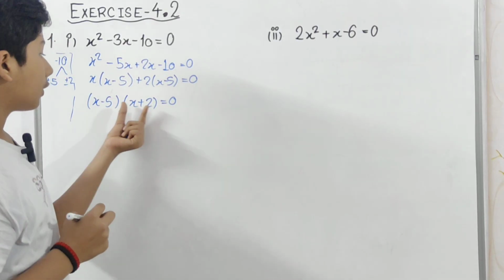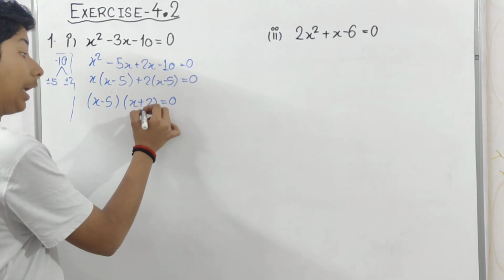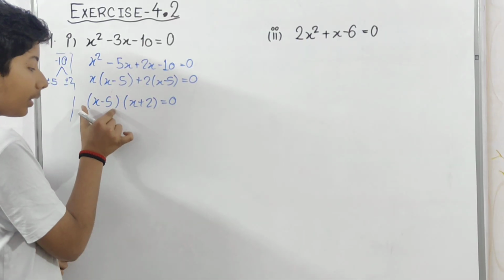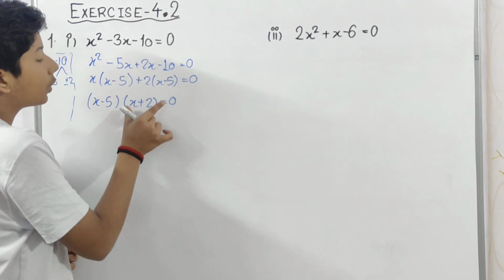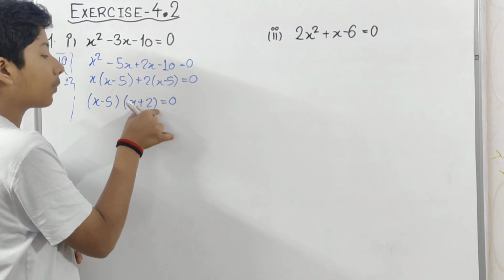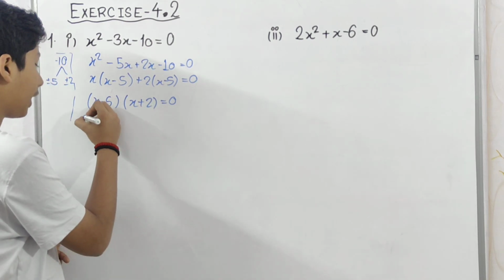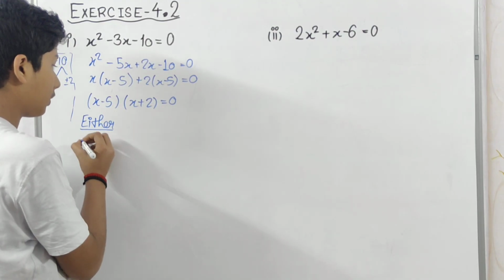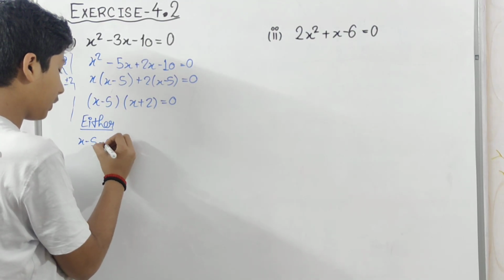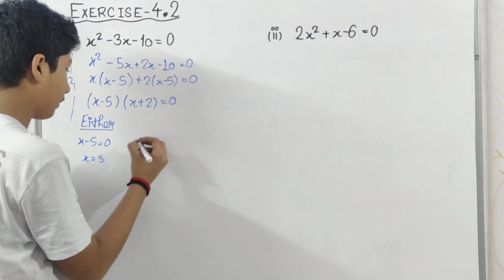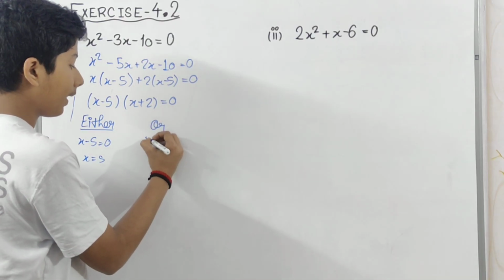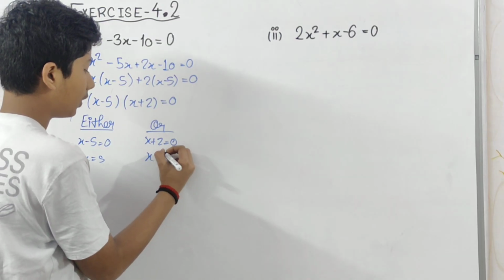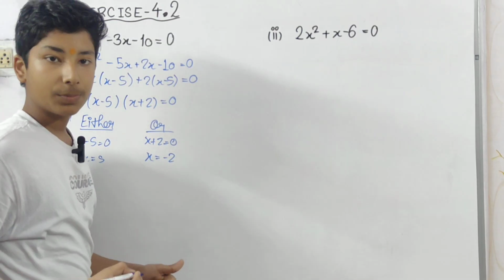So now there are two different brackets. If we send this to that side, it will become x minus 5 equal to 0, and if we send this to the side of 0, only this will be left, x plus 2 equal to 0. So either x minus 5 equal to 0, so x equals 5, or x plus 2 equal to 0, so x equals minus 2. I hope this is clear.